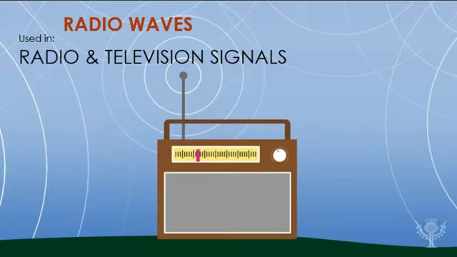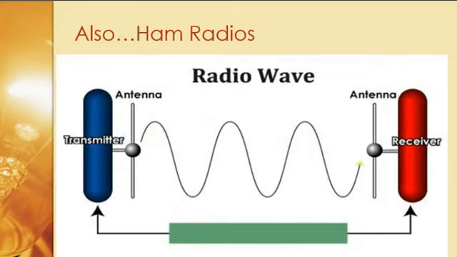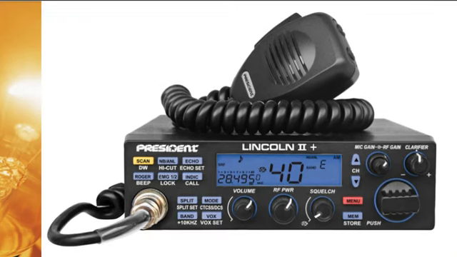Hold on. Radio waves, we use those for radio and television signals. They're all around us. They're right here in this room right now. We're just not tuned into them. All right, so we use these for cell phones. They transmit and receive on a device. They're also used in something called a ham radio. Do you know what a ham radio is? It looks like this. I don't know. I've seen one of those before. I think you have to have a license to use one.